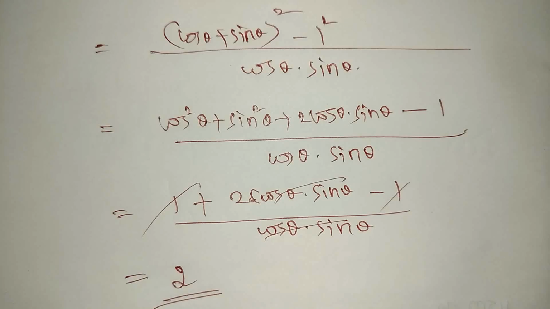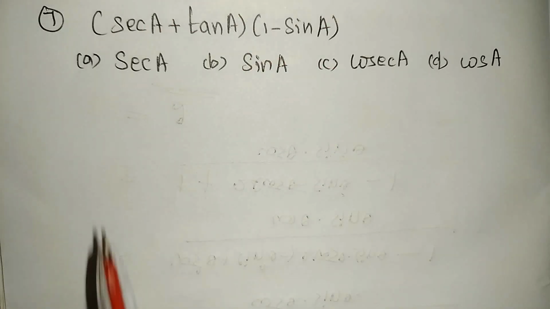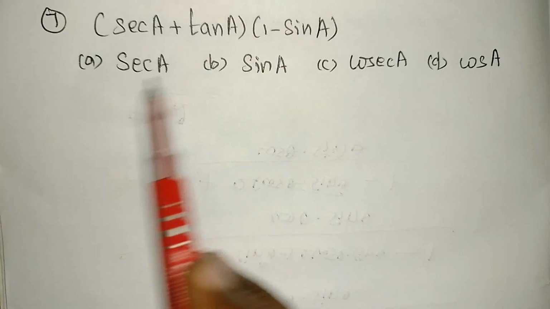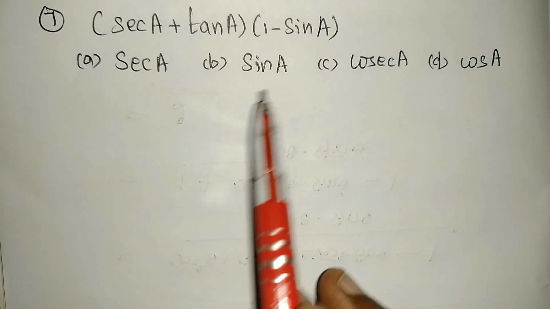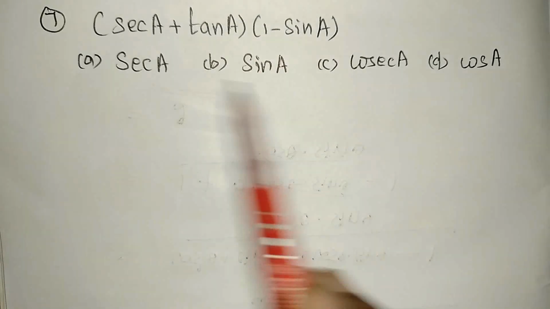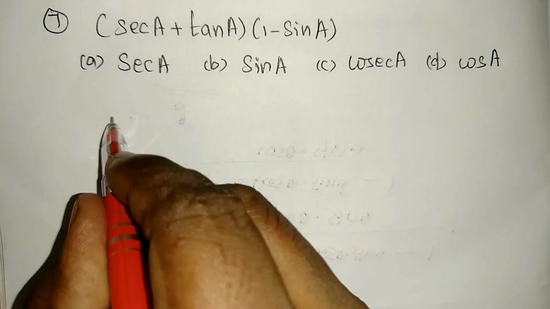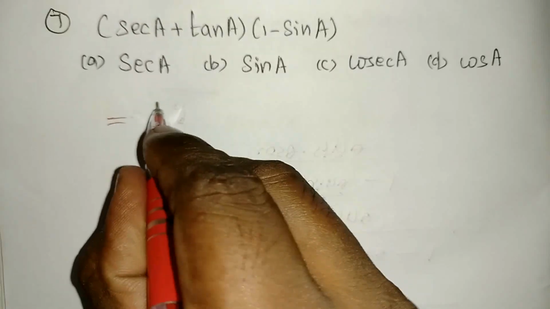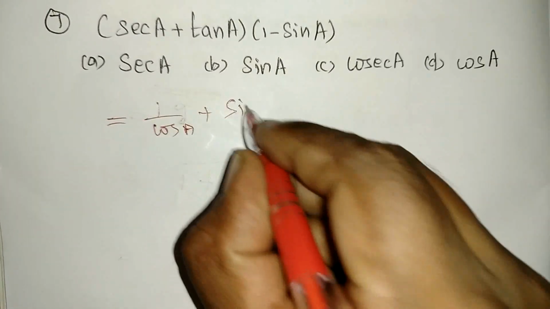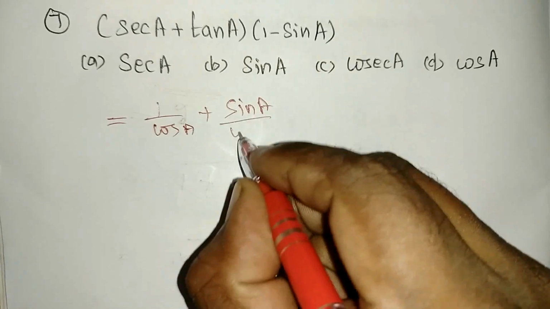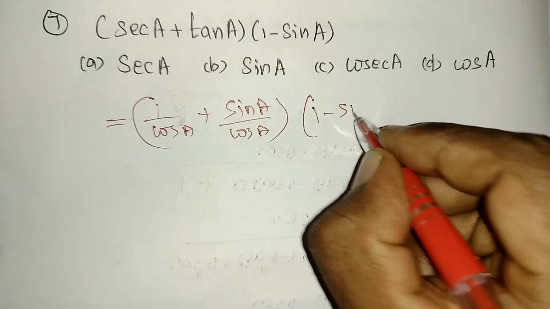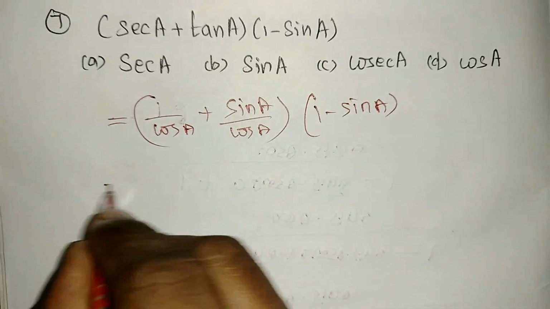Okay, next we'll go for the next question. Question number 7: secant A plus tan A into 1 minus sin A. See the answer, everything we have in the form of sin, cos. This is 1 by sin, 1 by cos. So just change everything into sin, cos, then you will get the answer. The secant I'm going to write 1 by cos A plus tan I'm going to write sin A divided by cos A. And this is 1 minus sin A. Don't change anything, write the same thing we have.